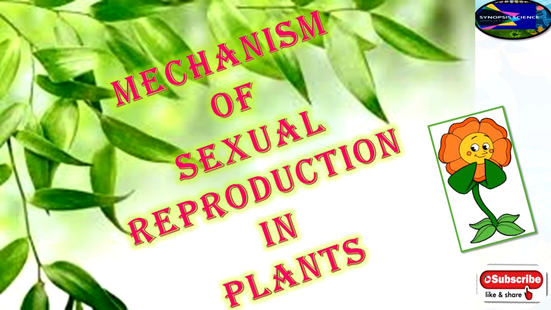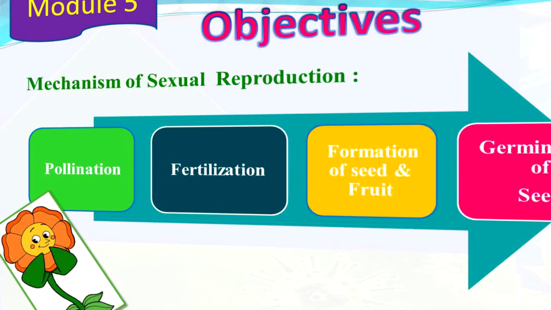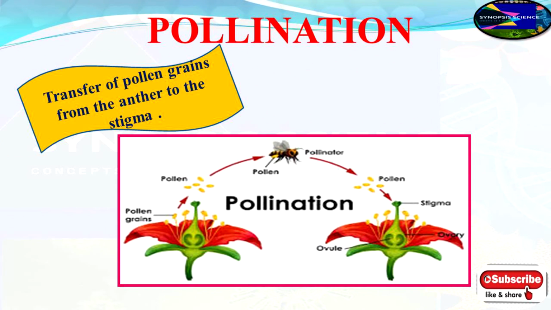In this module, we will discuss the mechanism of sexual reproduction that includes topics like pollination, fertilization, formation of seeds and fruit, and germination of seeds. So, let's begin with pollination. It means transfer of pollen grains from anther to the stigma of a flower. The given diagram on your screen shows how pollen grains are transferred from anther to stigma using a medium.